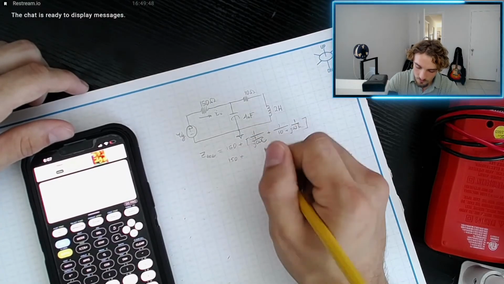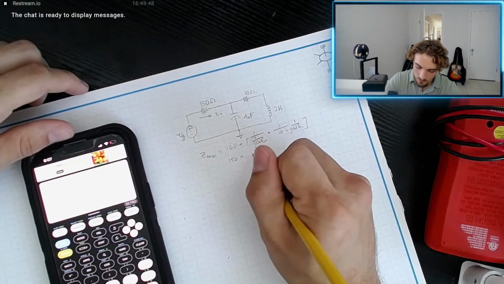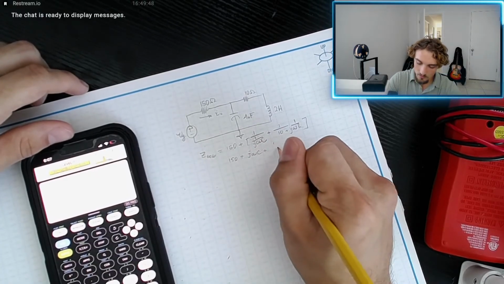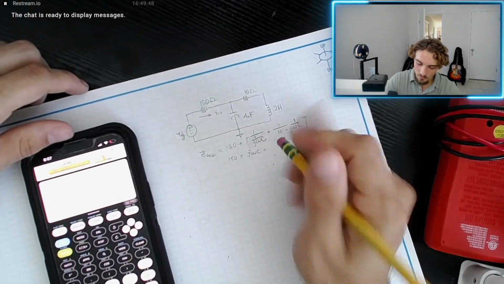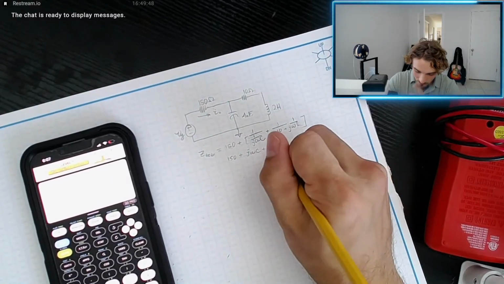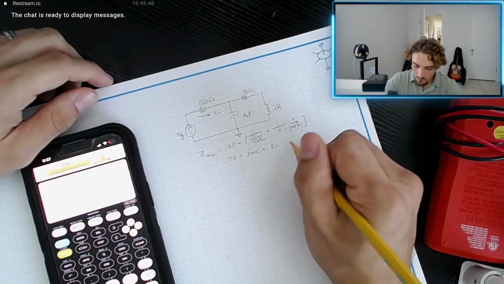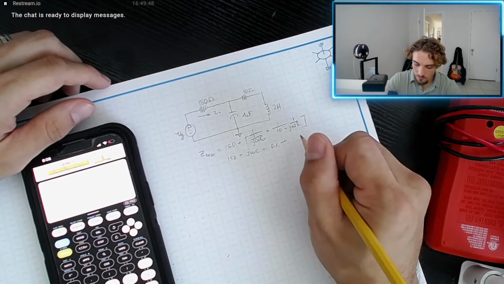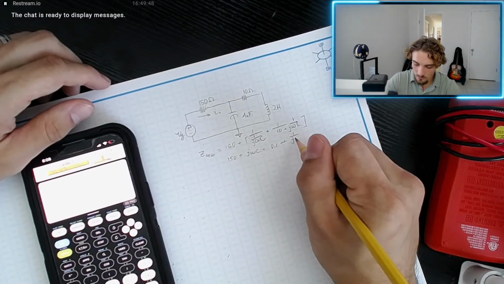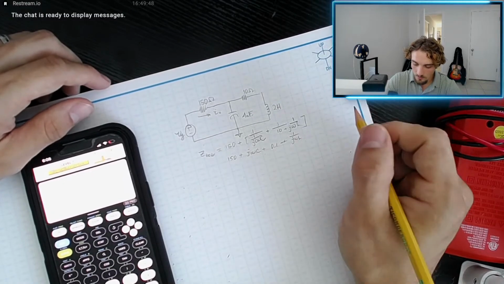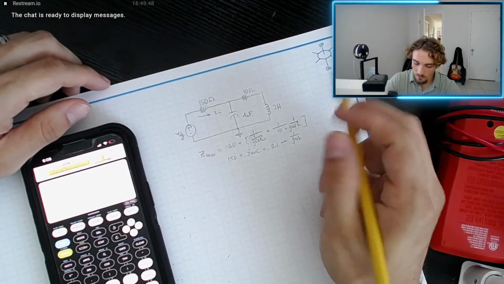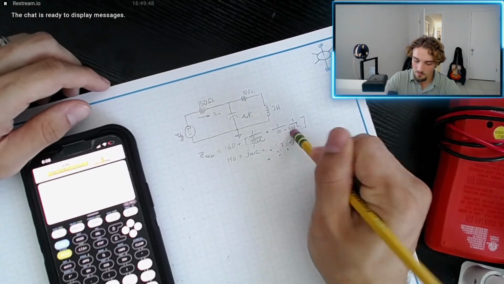150 plus 1 divided by j omega C plus 1 over 10, 0.1. Let's just add it up like this. 0.1 plus 1 over j omega L. It just is what it is. 1 over j omega L. 110. But that's not. No. See, that's the mistake. That's a mistake.